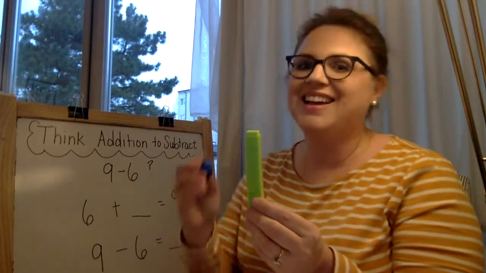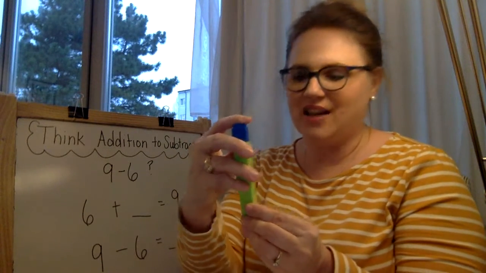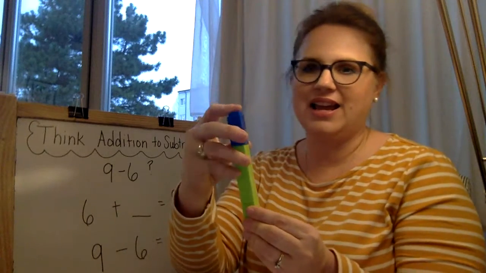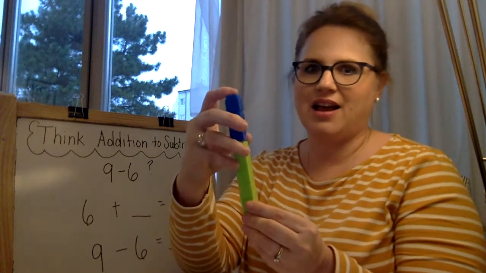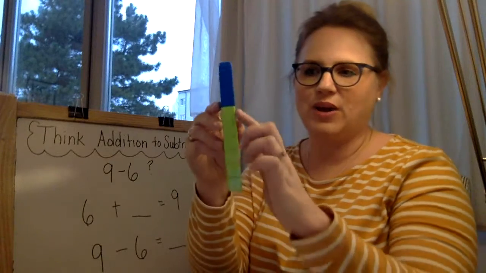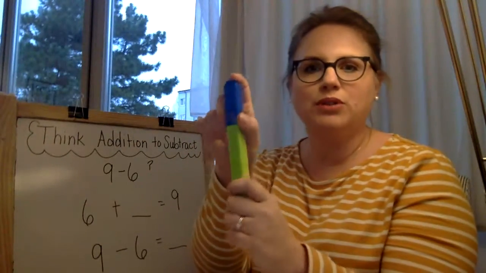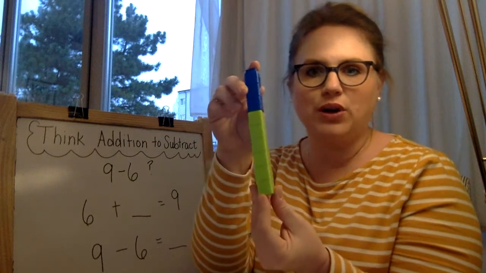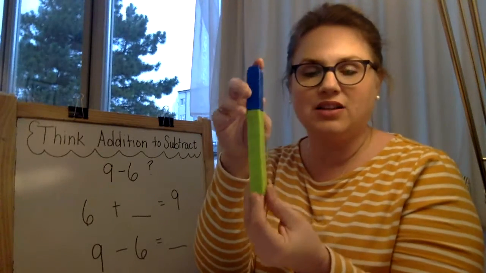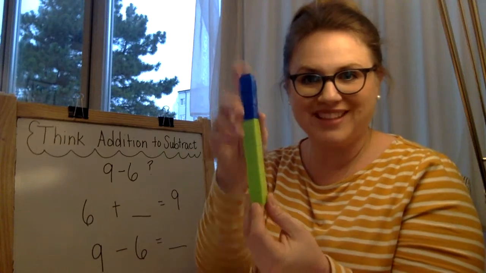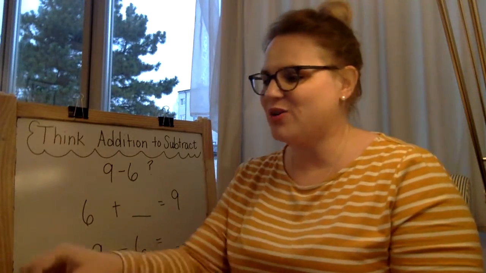6? That's right, 7. 7, 8, 9. Wow. Okay, so I had 6, 7, 8, 9. How many blue Unifix cubes did I have to put onto my 6 green until I had 9? If you said 3, you are correct.